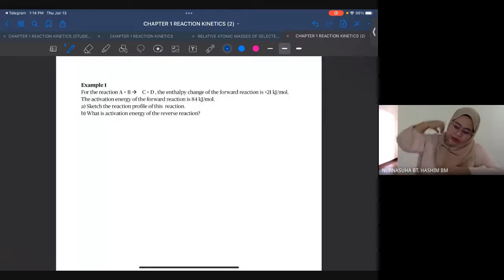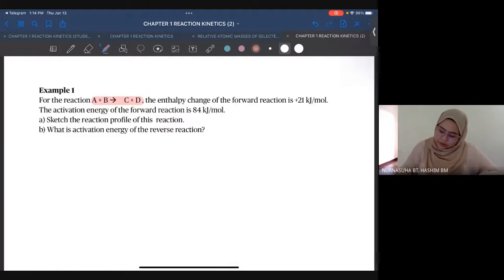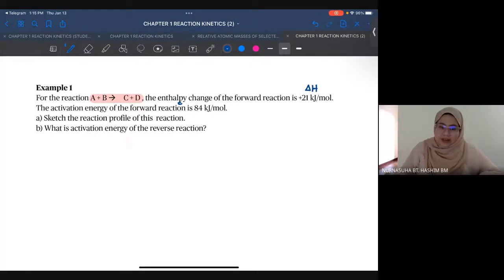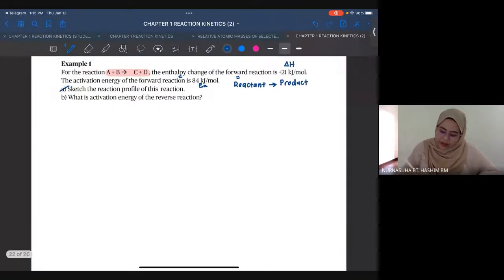Okay, kita tengok macam mana soalan boleh tanya awak. So for the reaction, this one, the enthalpy change, delta H for the forward reaction. Kalau forward reaction, maksudnya reactant became product. Itu maksud forward. Kalau reverse, product jadi reactant. The activation energy of the forward reaction is 84. Okay, dia bagi activation energy. So the first one, sketch the reaction profile of this reaction.